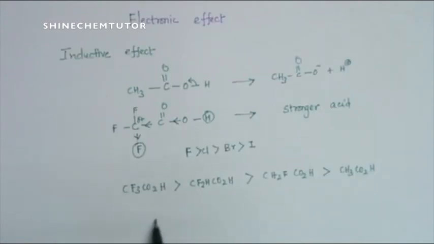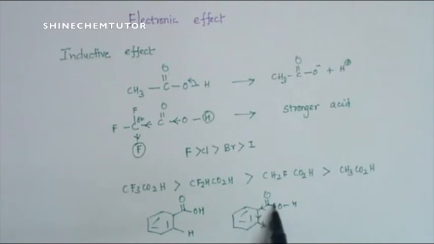I can also go for a compound like this. Compared to benzoic acid, 2-fluorobenzoic acid is stronger acid. The reason, since it is more electronegative, it will pull the electron. As a result, the H plus is readily given.